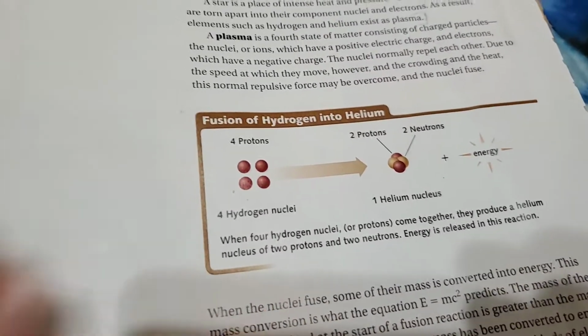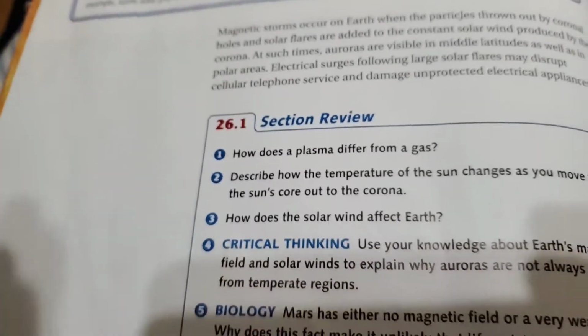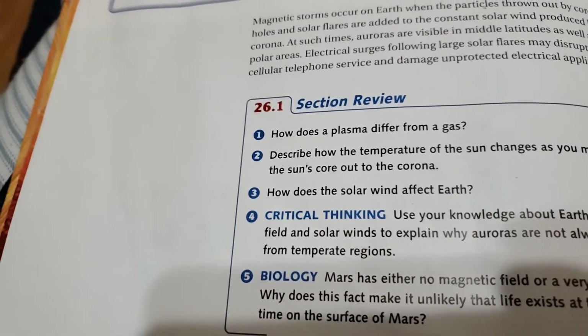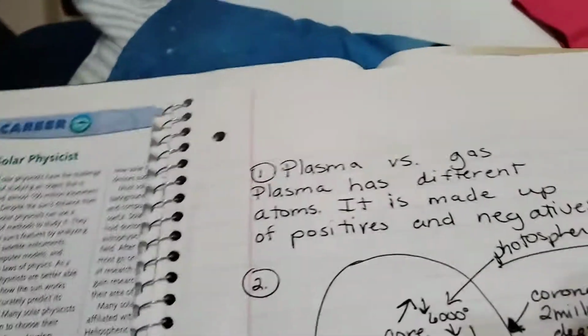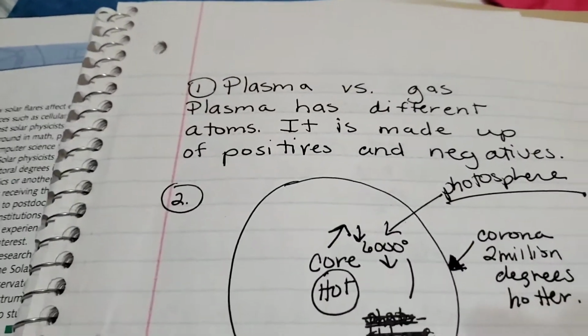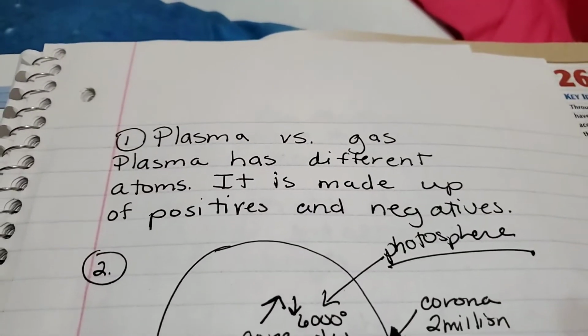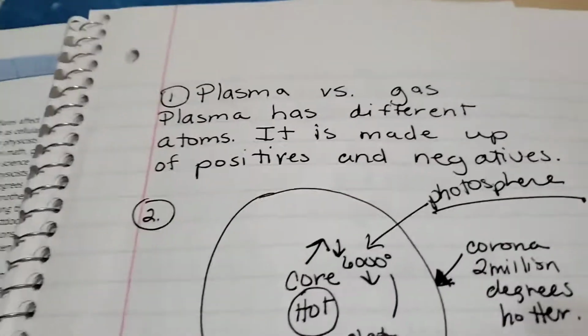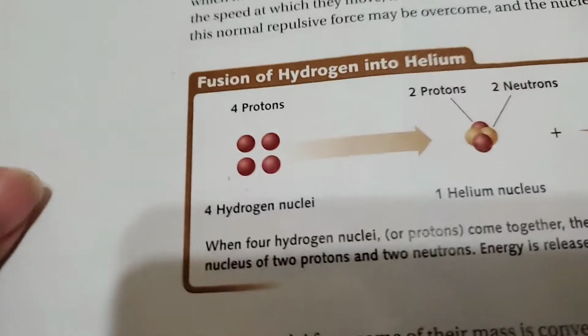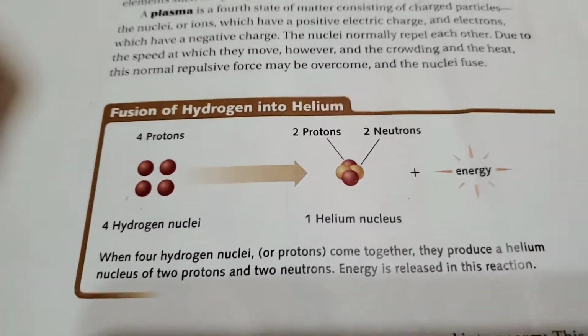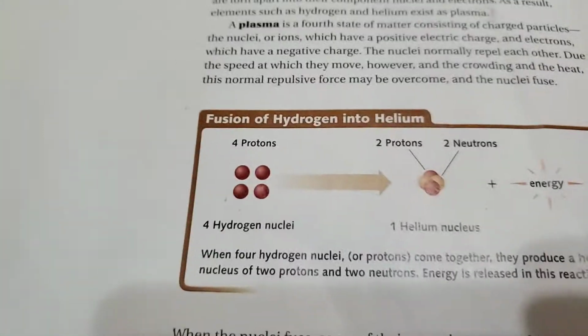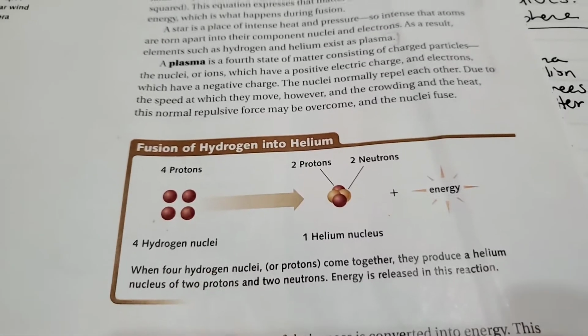I'm also going to go over the section review. So it says, how does plasma differ from gas? So plasma and gas are pretty much the same thing, but plasma has different atoms. It is made up of positives and negatives. And if you go back to this section, you'll see you've got those protons and neutrons creating that energy there.